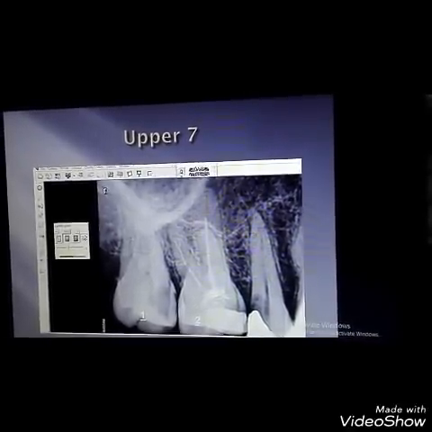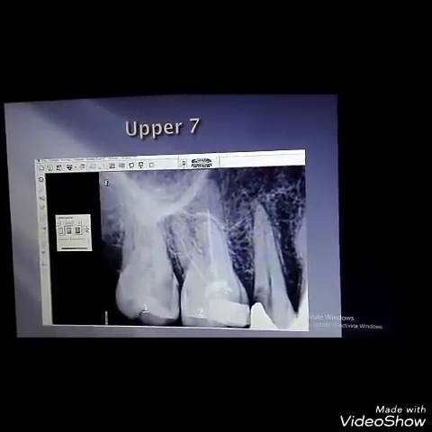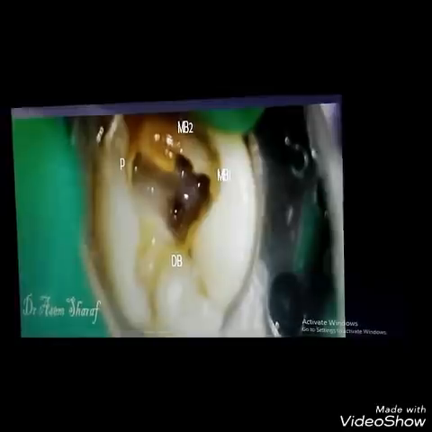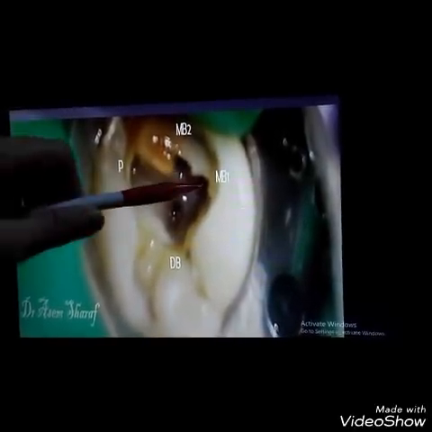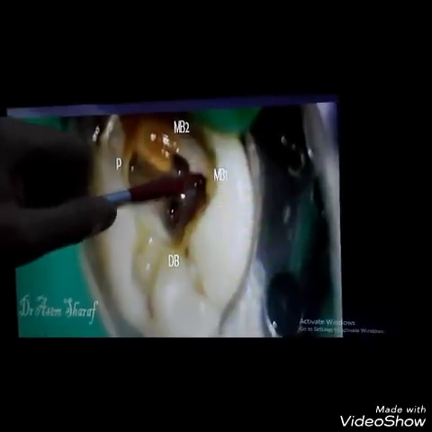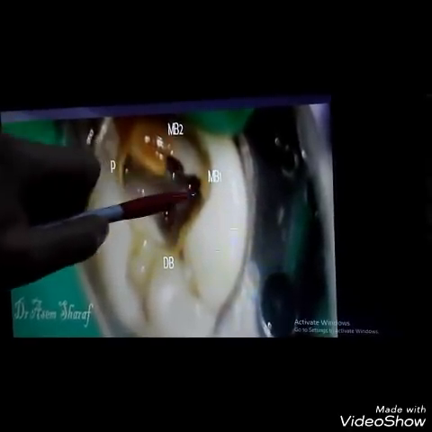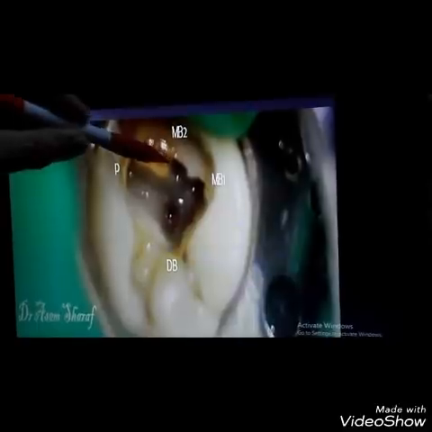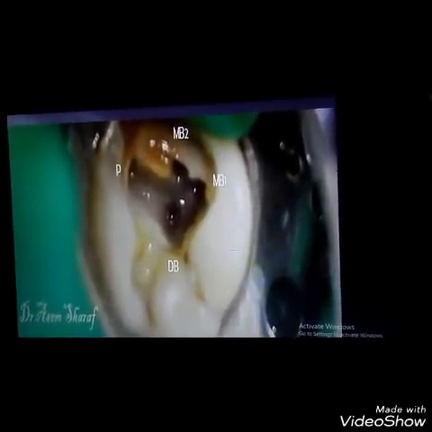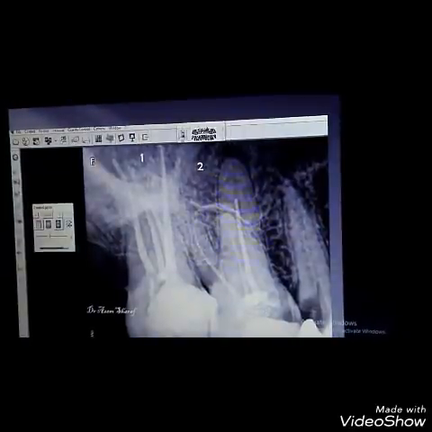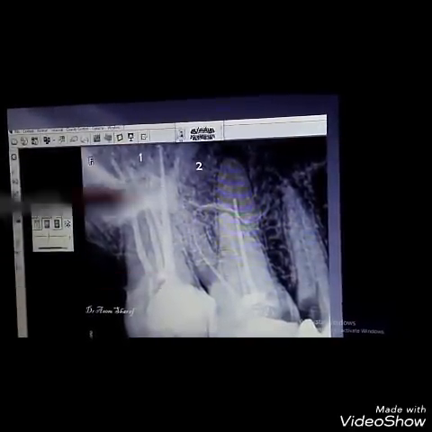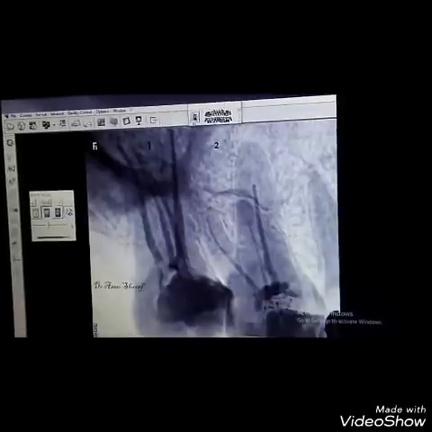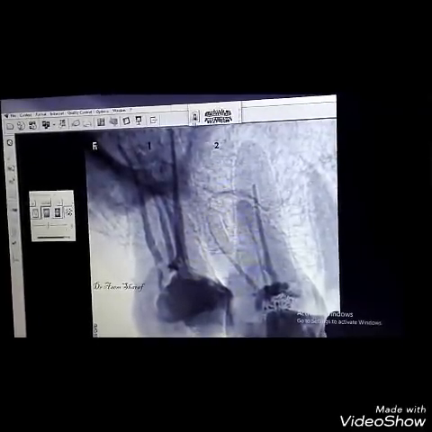Maybe by CBCT I can detect it, because as we said before, it gives me three dimensions, while periapical is two dimensions only. But in the access cavity, again, probe with a sharp explorer or K-file down to the MB1 orifice, 2 to 3 millimeters. I feel a catch, start slowly with the instrument, and you will get it. This is the final: see this one, palatal, MB2, MB1, and distobuccal. This is the final filling.